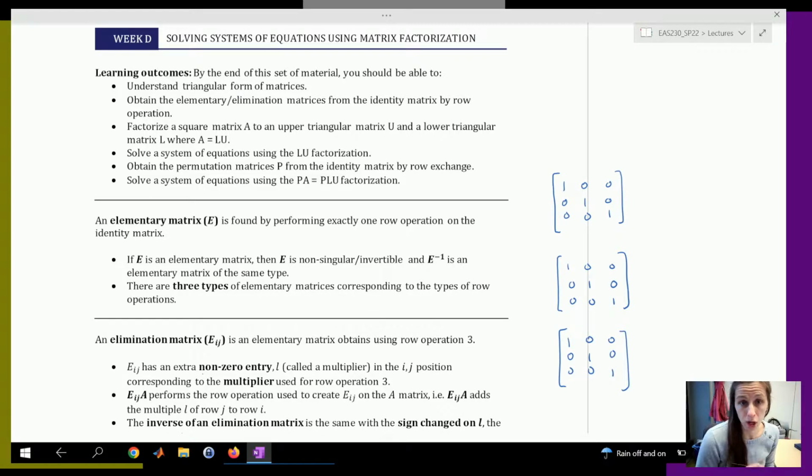So this week we're going to talk about LU factorization, or matrix factorization. This is really just an extension of Gauss elimination, so we're going to revisit our row operations. It just so happens that this process is very algorithmic, which means it's the same steps every single time, so don't change it. Okay, before we get into that process though, we need to talk about elementary matrices.